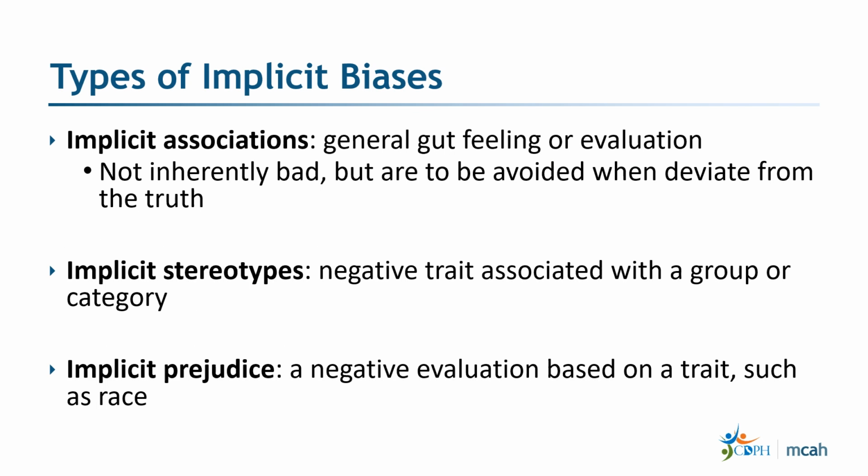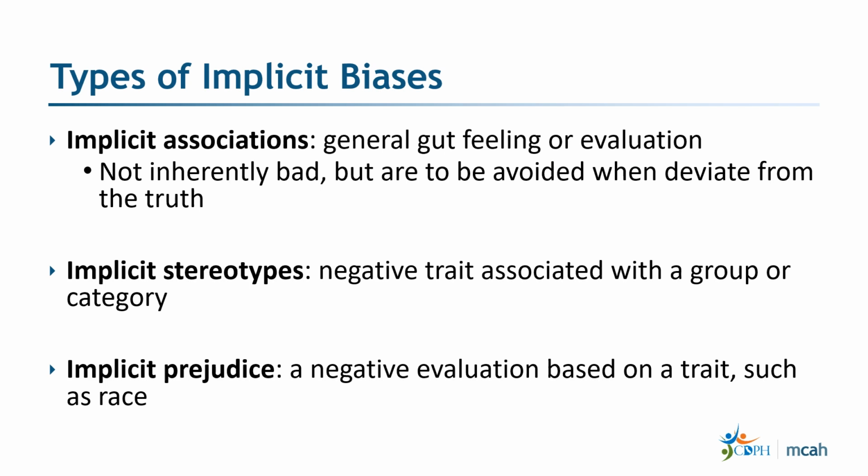Biases are deviations from the norm. They are based on associations and assumptions, not facts. There are a variety of implicit biases. Implicit associations are simply that, associations. They are not inherently good or bad. They are what I talked about at the beginning, those connections we make without realizing them. They can help us understand a patient need based on something similar we have seen with another patient. However, they can be misleading if they deviate from the truth.